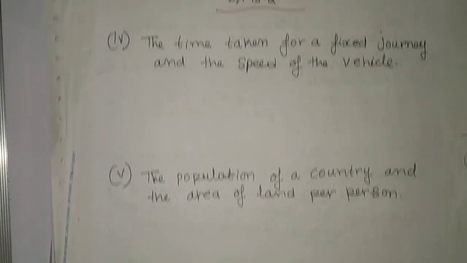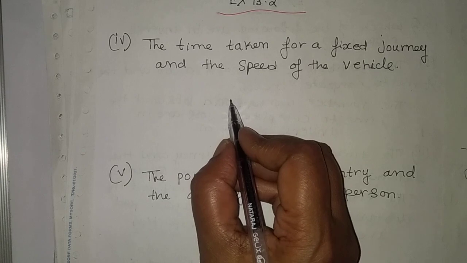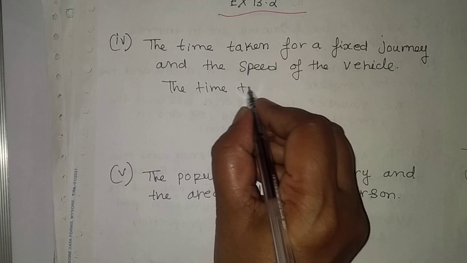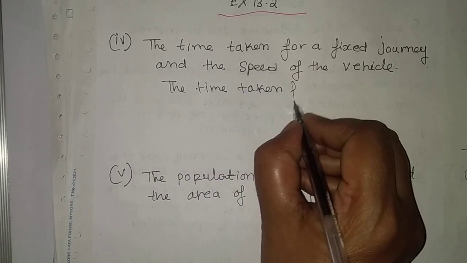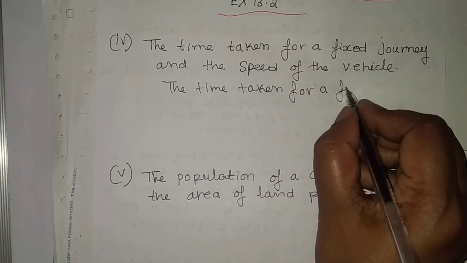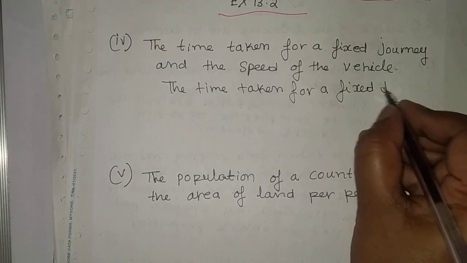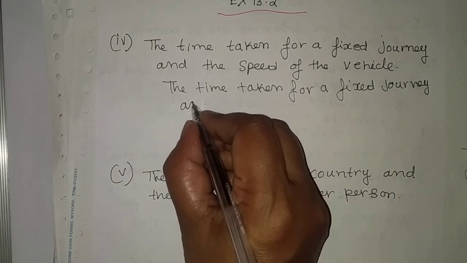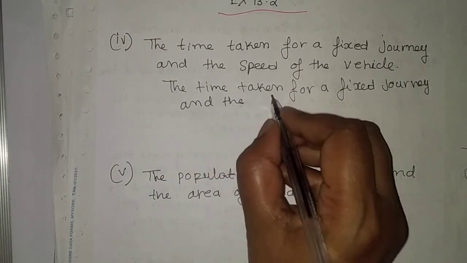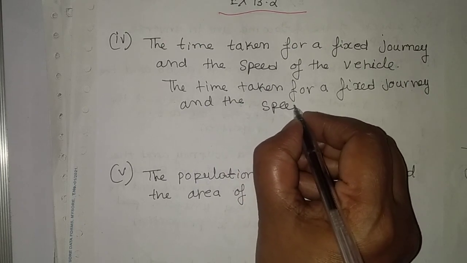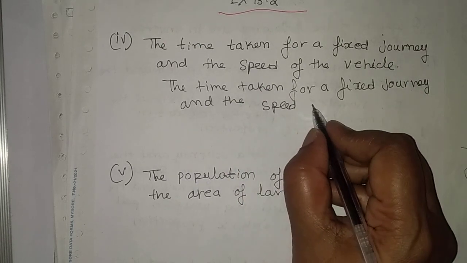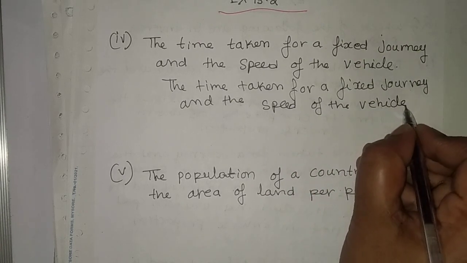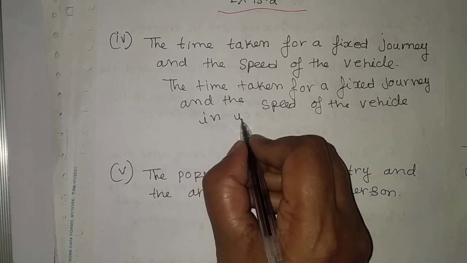The time taken for a fixed journey and the speed of the vehicle. The time taken for a fixed journey and the speed of the vehicle are in inverse proportion.